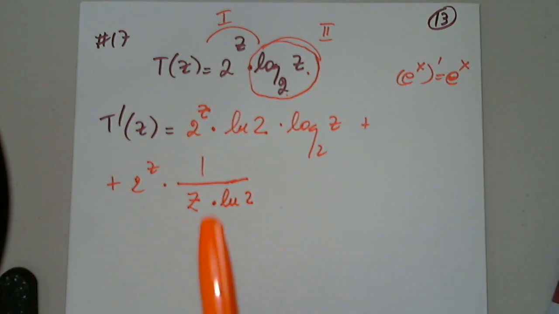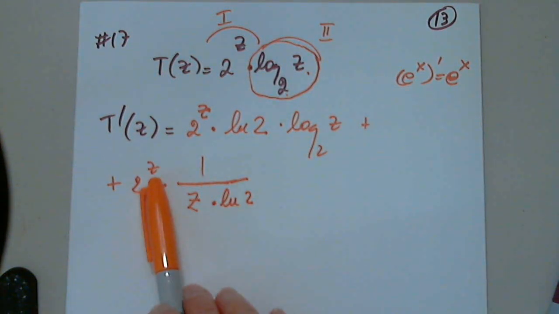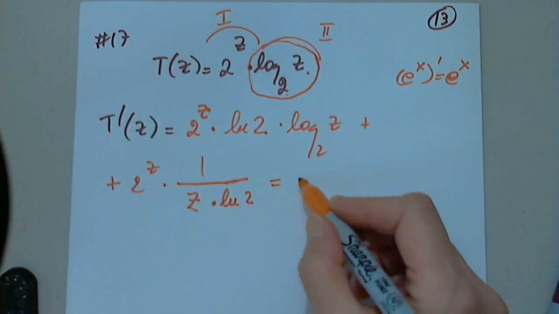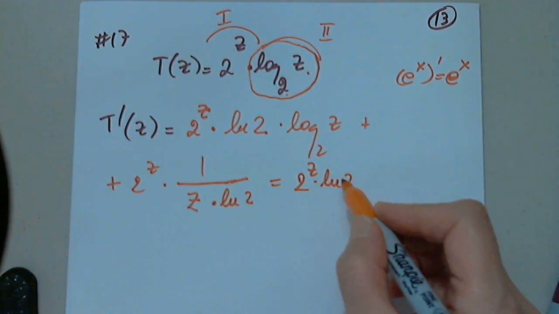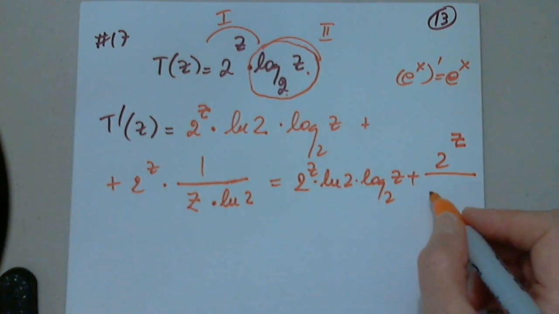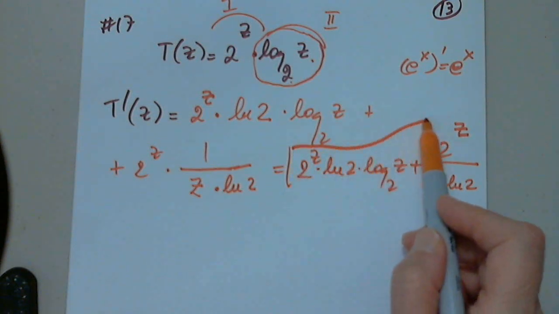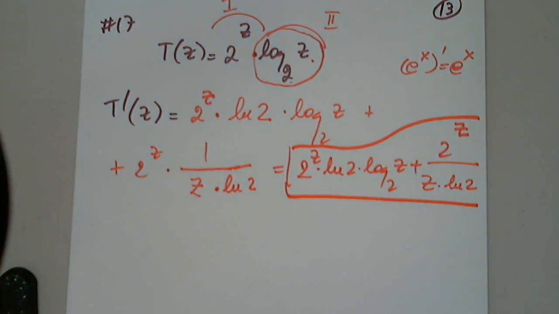This is it. 2 to z times natural log 2 times log base 2 of z plus 2 to z divided by z times natural log 2. Maybe I can condense it a little bit. Do not try to simplify anything. This is it. Any questions on this one? Okay. Anything else?